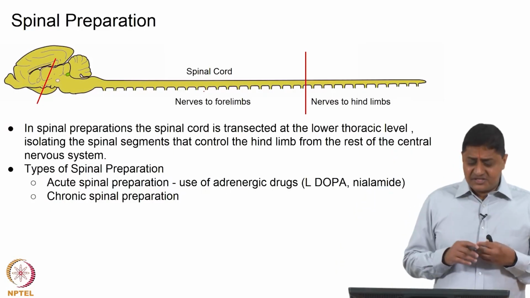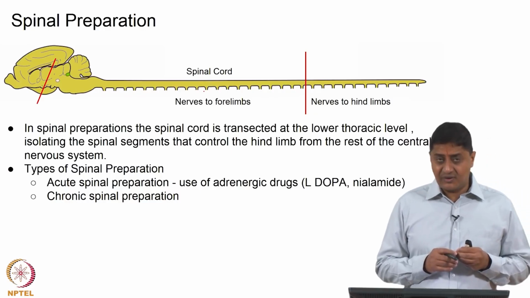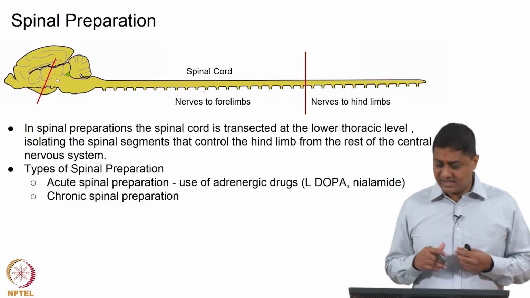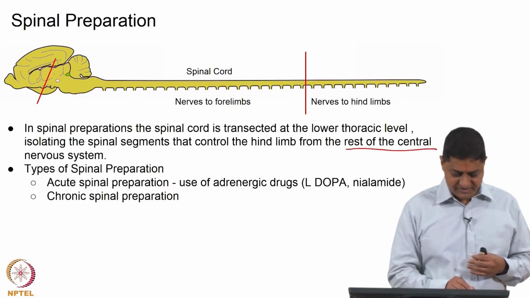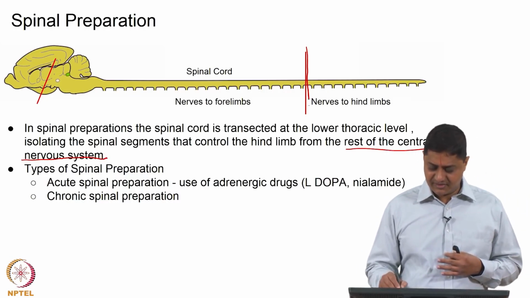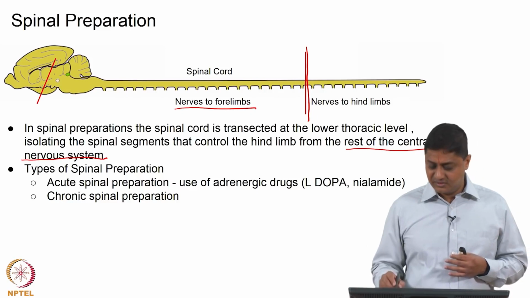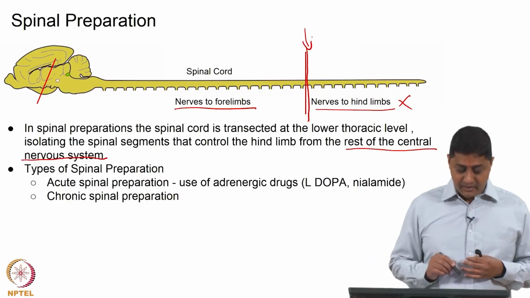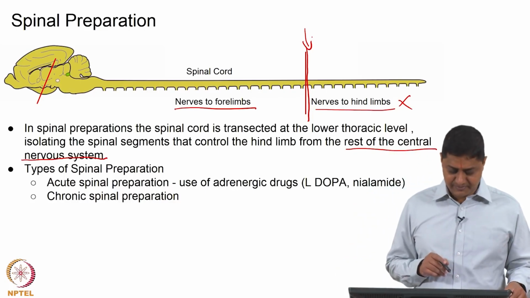So, in spinal preparations there is a transection of the spinal cord at the lower thorax. So, what will this do? This means the hind limbs, or the legs in quadrupeds, will be removed from the rest of the central nervous system. So, that means here is where that is happening approximately. The nerves to the forelimbs are kept intact, whereas these are transected at that level. There are two specific cases of spinal preparations.